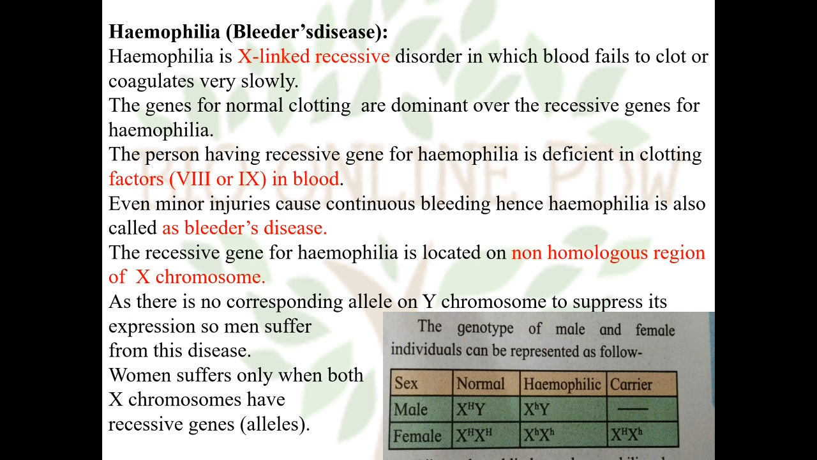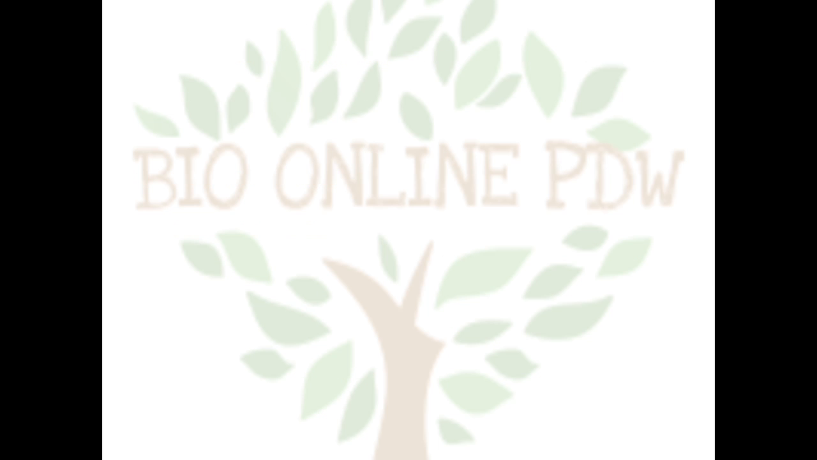Males who are normal have the genotype X^H Y. Capital H represents the normal or dominant gene. Haemophilic males have genotype X^h Y. Carrier males are not there. Females who are normal have genotype X^H X^H, while haemophilic females have genotype X^h X^h, and carriers have the genotype X^H X^h.